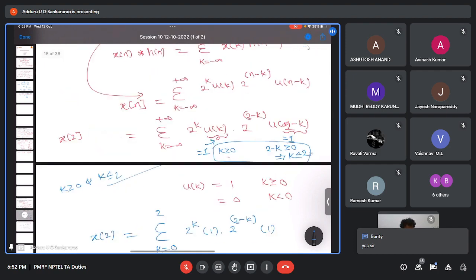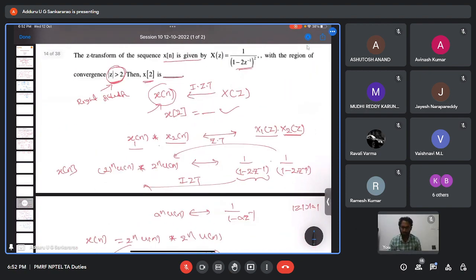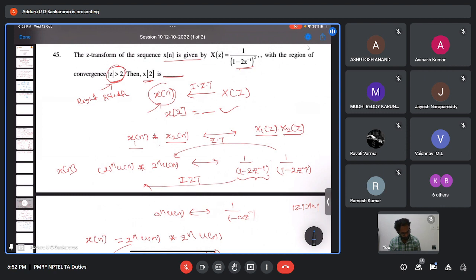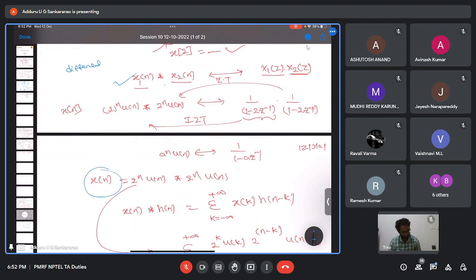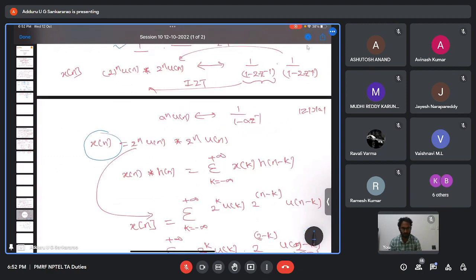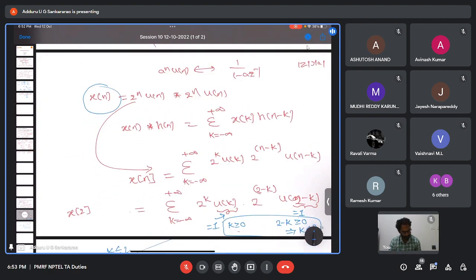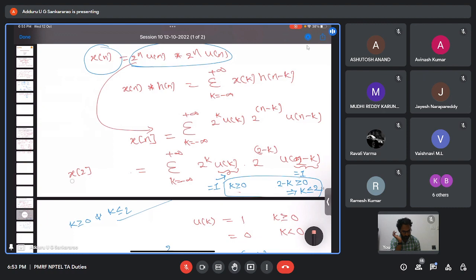So this problem you can do in different ways. Firstly, you need to find the inverse z-transform. You can use the convolution property or the differentiation property of the z-transform. Anyway, you need to find x of n, then x of 2. What I have done is I have used the convolution property to find x of n. It is the convolution of two signals, 2 power n into u of n and 2 power n into u of n. Then I used the convolution definition to find x of 2.